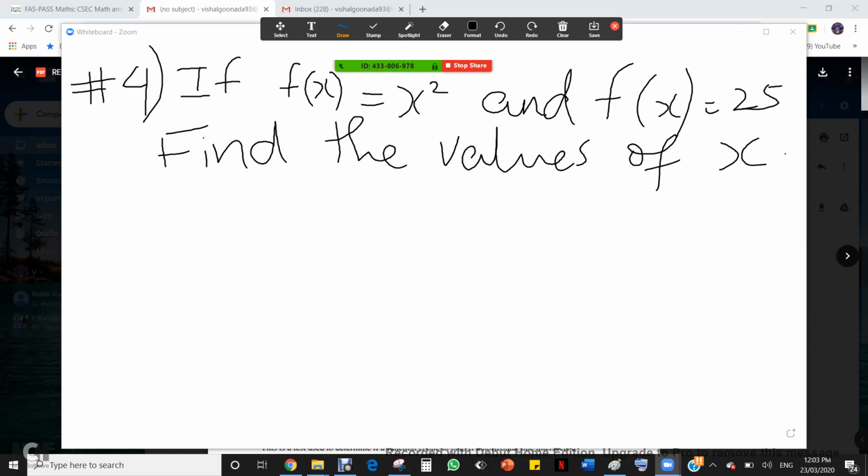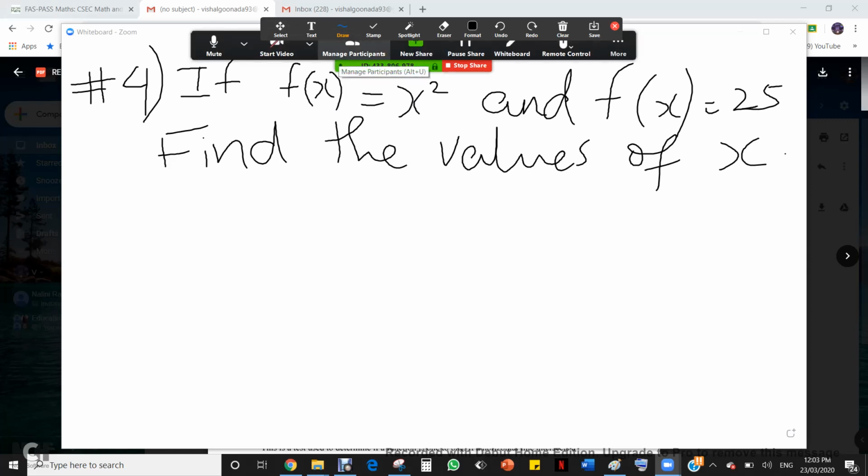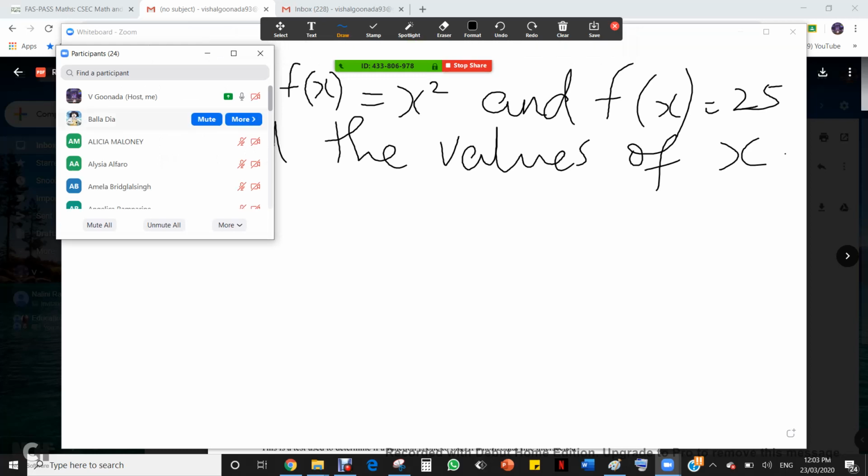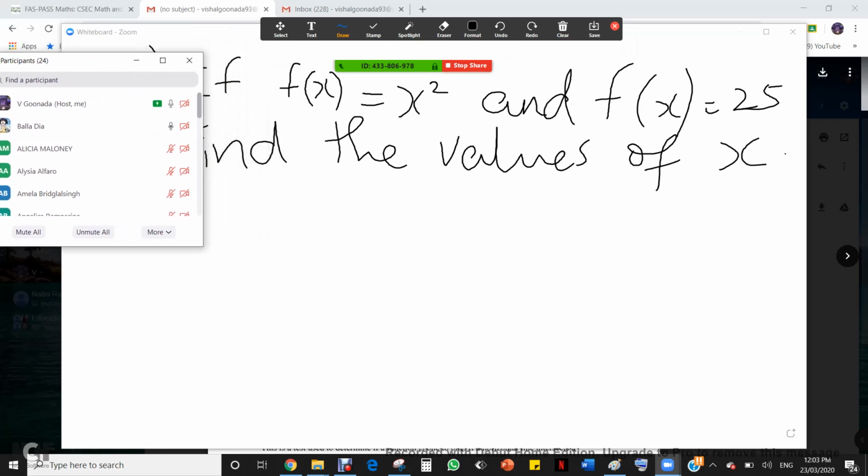So I got the answer. What did you get? 625. No. You have to read the question. 5. So let me explain my reasoning. Okay, let me hear Bala first. Explain your reasoning. I had f of 25 equals, and since that's x, I had to substitute it with 25, right? And you found 25 squared. Yeah. Nope. Okay, Musa, what did you have? 5, sir. Positive or negative? Positive. Okay.